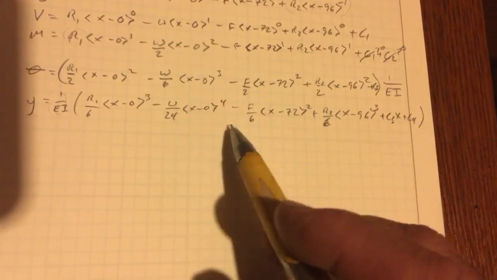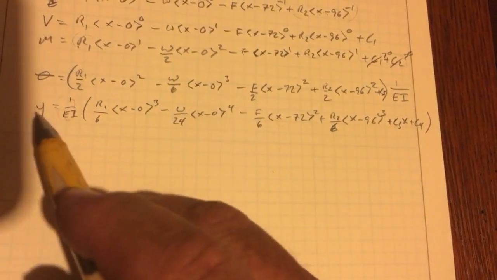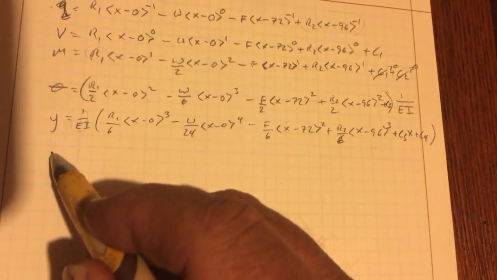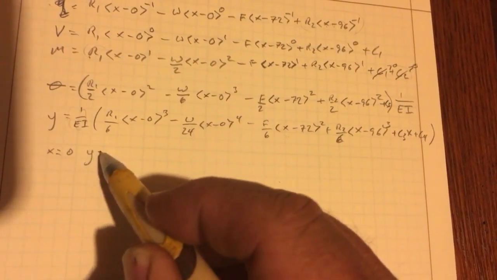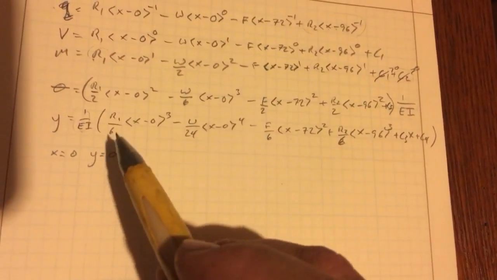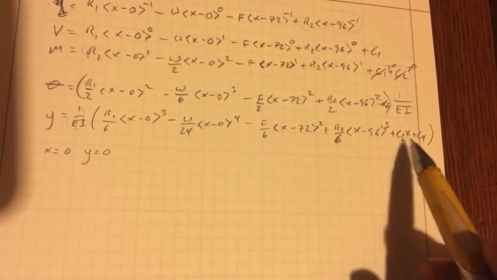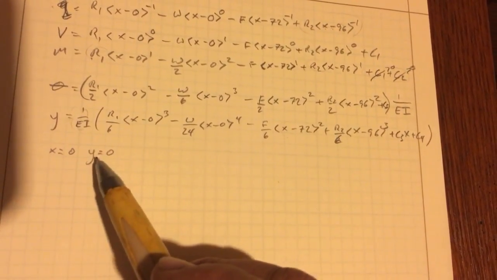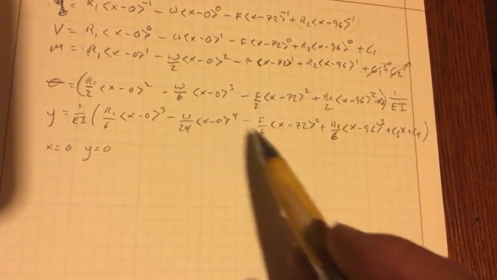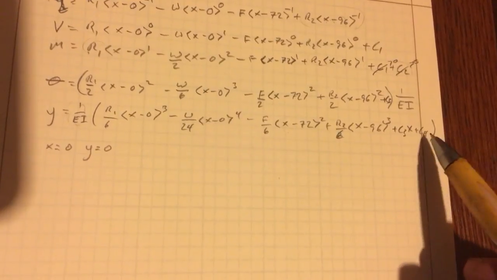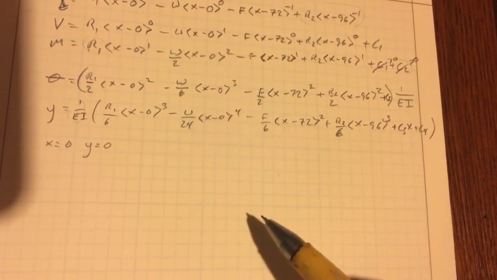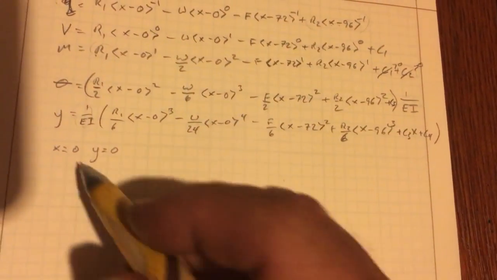So we have two boundary conditions that we know about with this deflection. One is that when x equals 0, we know that y equals 0. So we can plug that in here, and if you do all that algebra, plug in all our zeros, this will all cancel out, and we'll be left with C4 equals 0. I'm not going to go through that, it's really long.